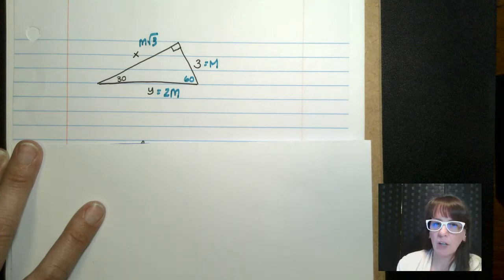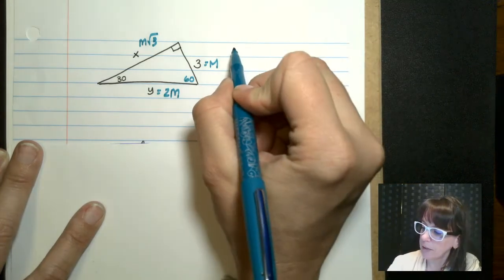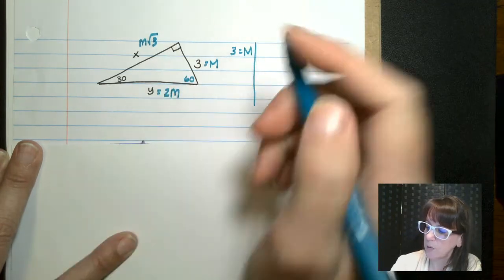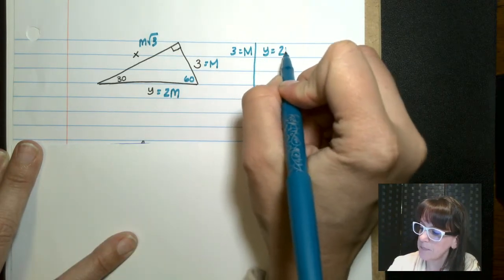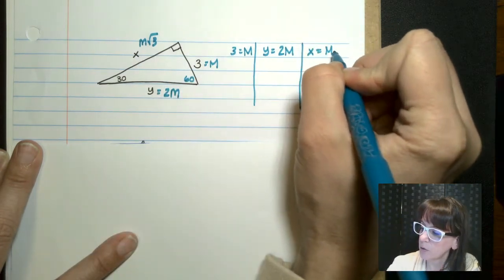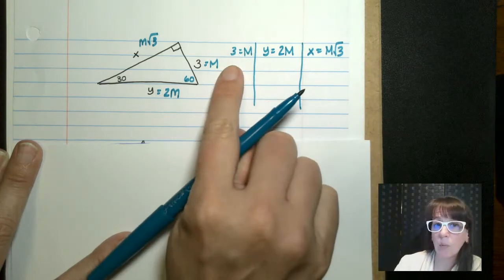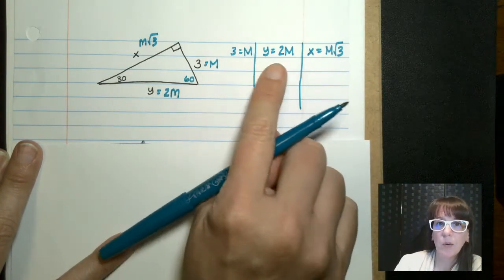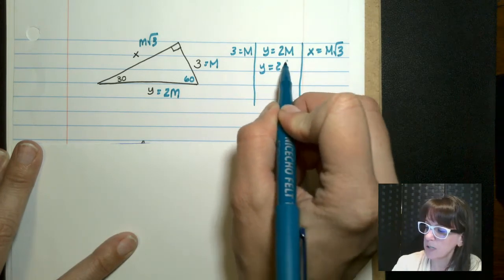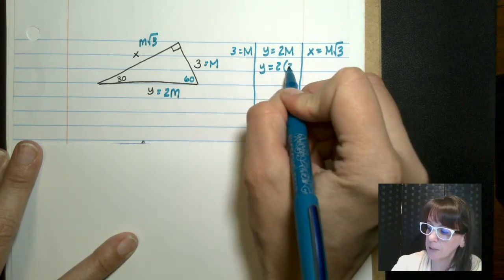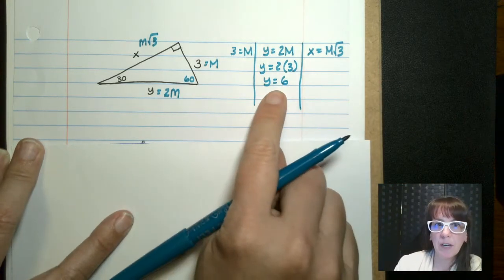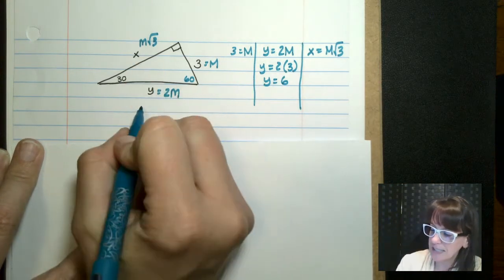So what we have here are 3 equations. We have 3 equals m. That's this one right here. We have y equals 2m, and we have x equals m root 3. Now we know 3 equals m. If that's the case, we use basic substitution and substitute that in. y equals 2 times, and instead of m, I'm going to plug in 3. y equals 6. I don't even know how to multiply. So we now know that this y over here is 6.